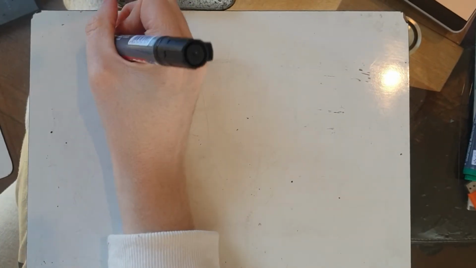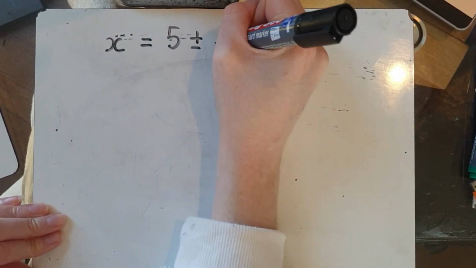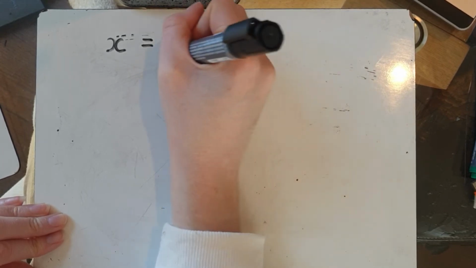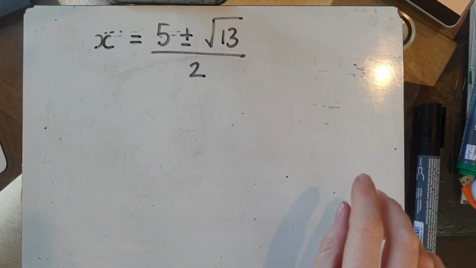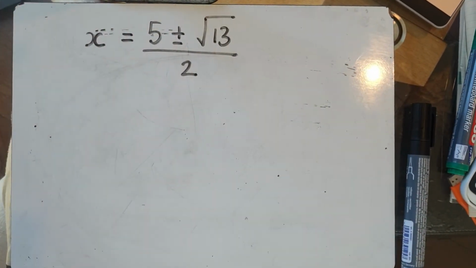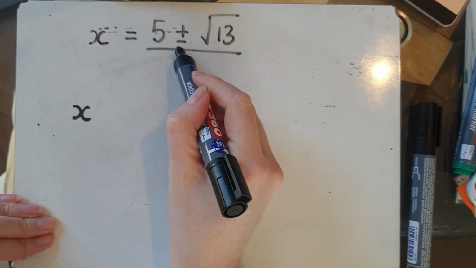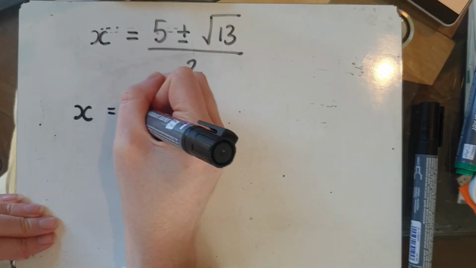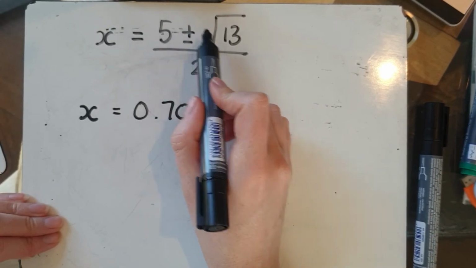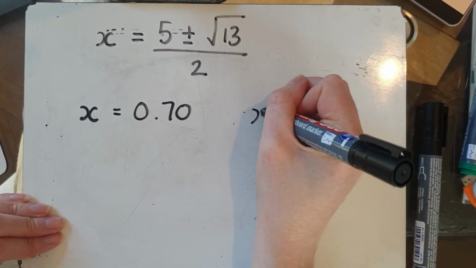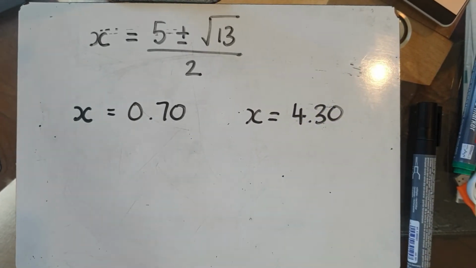And you can keep it as one answer right up until the point that you actually evaluate both answers in your calculator. So this is the point where you would want to put it into your calculator. You will get, from doing 5 minus root 13 over 2, x equals 0.70. And from doing 5 plus root 13 over 2, you'll get 4.30, and they are both to 2 decimal places.